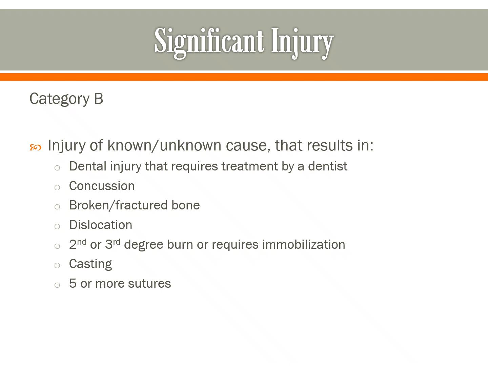Significant injury is an injury of known or unknown cause while receiving services. If an individual is not receiving services but has a significant injury, it would just be a UI. The injury may result in a dental injury that requires treatment by a dentist, concussion, which is also called a closed head injury, broken or fractured bone, dislocation, or second or third degree burn. This could be a severe sunburn that causes blistering or requires immobilization.